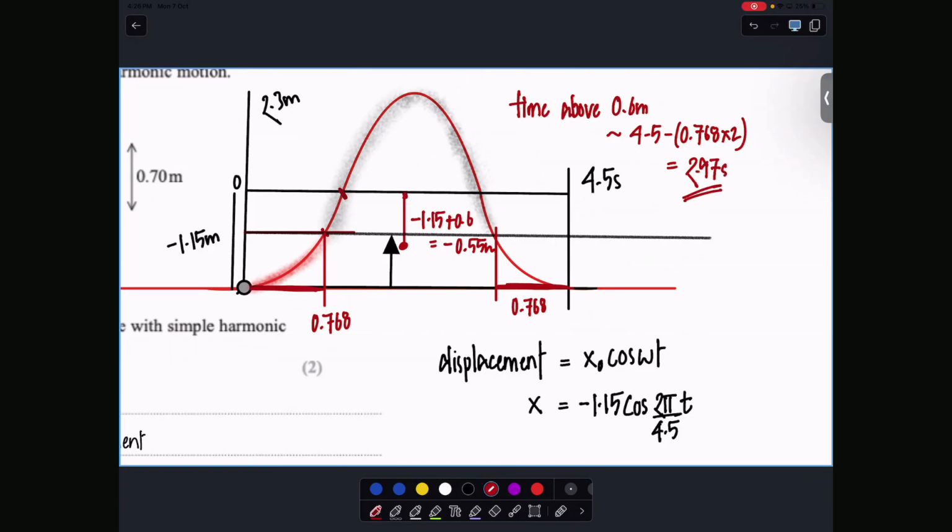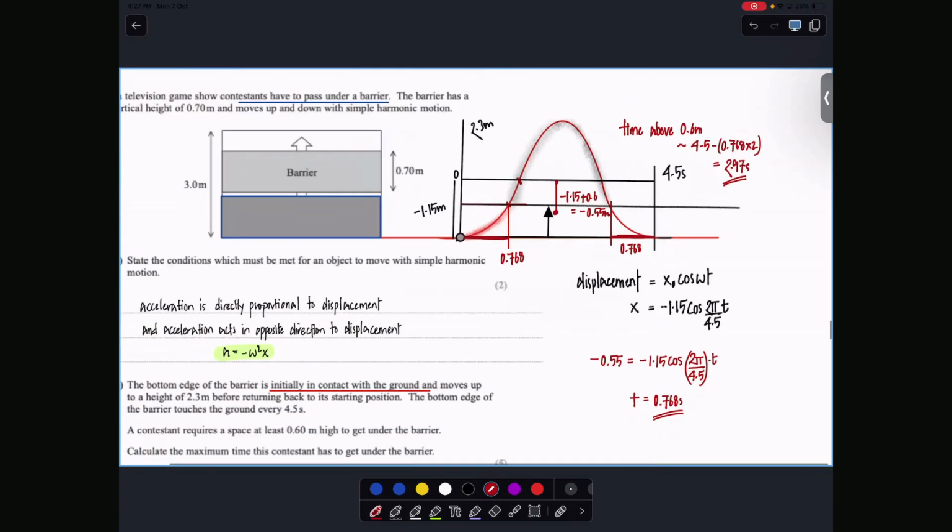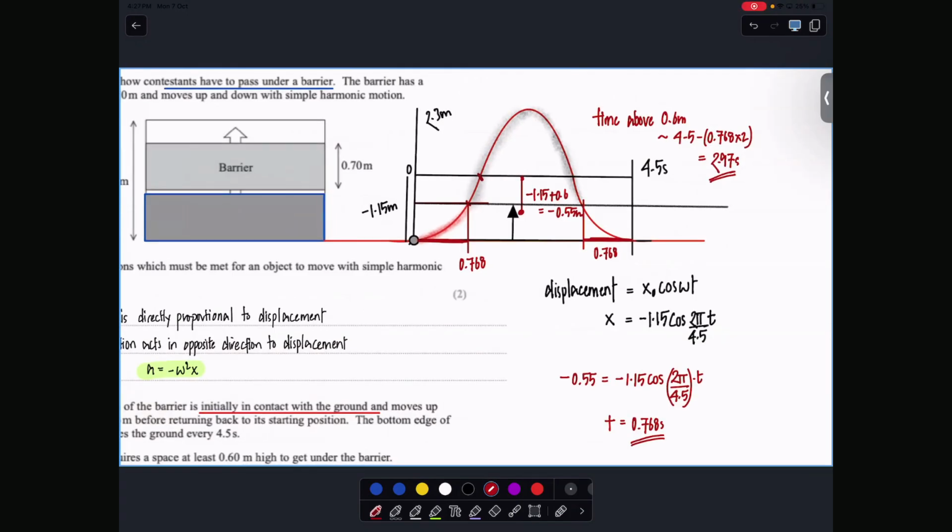Yeah, that's the answer. Okay. So once more, let me explain the whole process from scratch. You have this thing that's going up and down, right? We want to find the time when it's above what height? 0.6 meters. Unfortunately, whenever you model a simple harmonic motion, it's modeled around the origin.